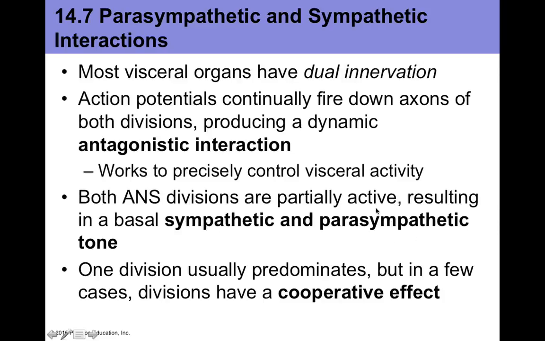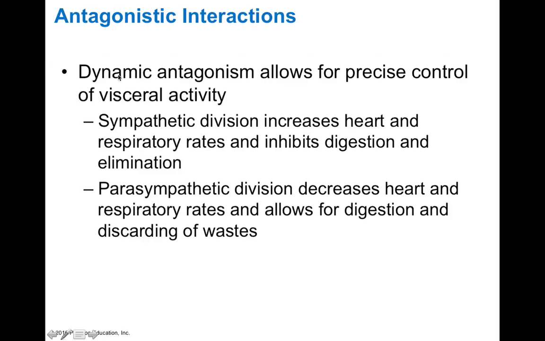And by tone, we're referring to the frequency of action potentials. So if the parasympathetic nervous system, like the vagus nerve, has a higher frequency of action potentials going to the heart, you're going to see that the net effect on the heart is to slow the heart rate down. Now, one division usually predominates, but in a few cases, divisions can actually have a cooperative effect, so they can help each other. So this dynamic antagonism allows for precise control of visceral activity.